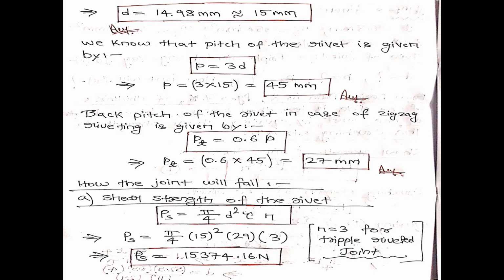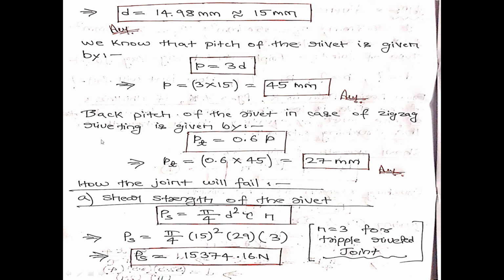Okay, fine. So I got the value of diameter D. Now since I got the value of diameter D, I have to find out the pitch of the rivet. So I know that pitch of the rivet is how much? It is 3 times the shank diameter of the rivet, that is 3D. So 3 times 15, that is 45 mm. This is the second part of the problem. What is the third part?